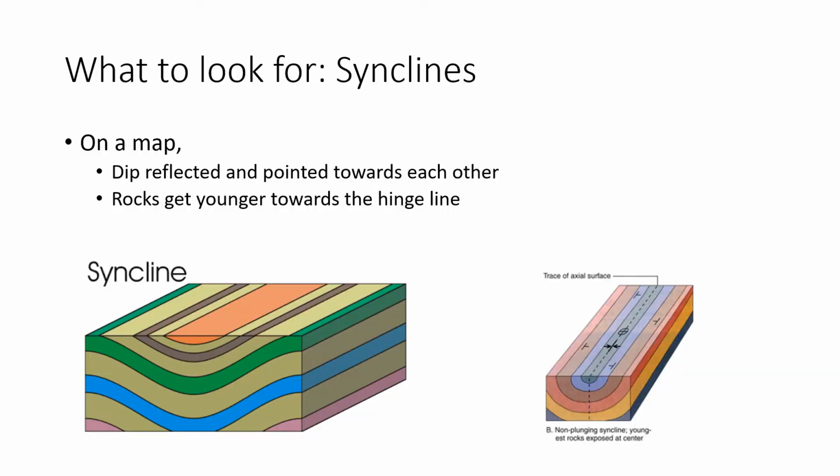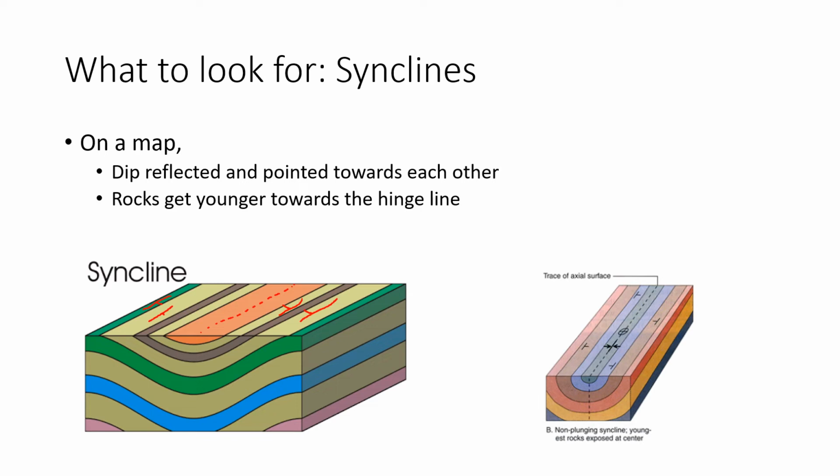Now synclines. What to look for? Well, on a map, the dip is going to be reflected and pointed towards each other. Since it's folding into itself, you're going to see the dips folded into themselves. If I were to draw that in, it would look something like that, where you have the strike and dip pointed towards the center. Here would be your axial trace.